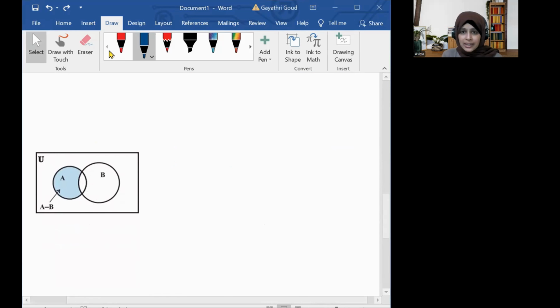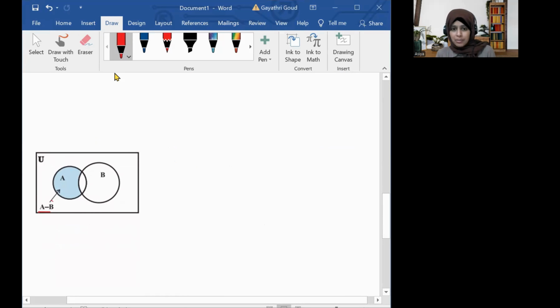Now, you see this. What do we see? A minus B. The B part is being removed. Now B was overlapping with A, so the overlapped part was also removed, right? So this is how we do A minus B.